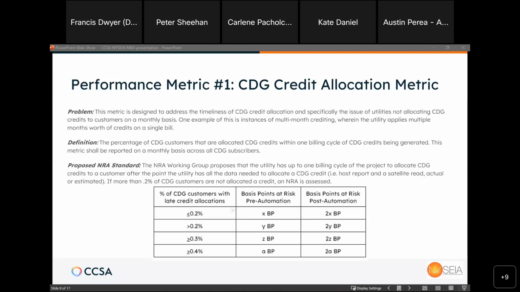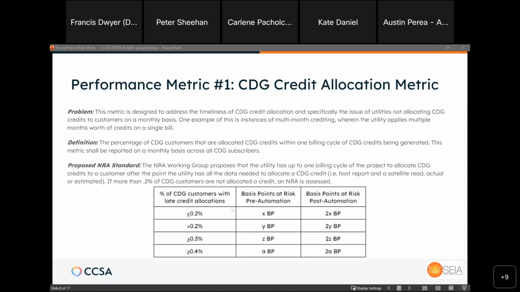So we're calling this the CDG credit allocation metric. And it's meant to address the issue of utilities not allocating CDG credits to customers on a timely basis. The most extreme example of this, as folks know, is instances of multi-month crediting, in which multiple months of credits are applied to a single customer's utility bill in a given month. This results in a really terrible customer experience because a customer is expected to pay for, in some instances, hundreds of dollars of credits on one billing cycle. And so this ultimately leads to a bad customer experience as well as customer attrition.